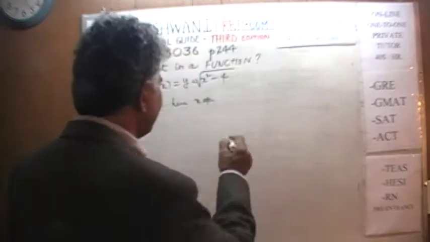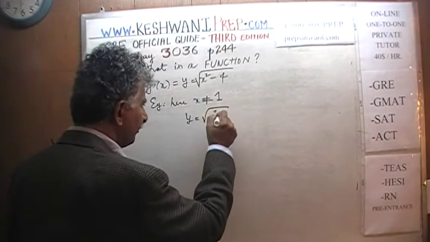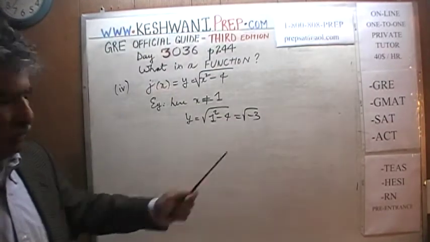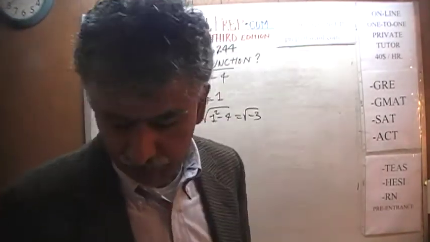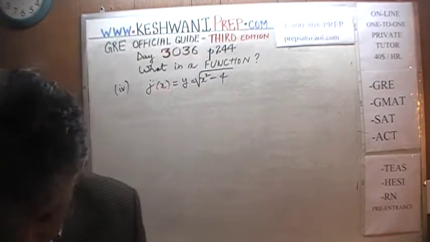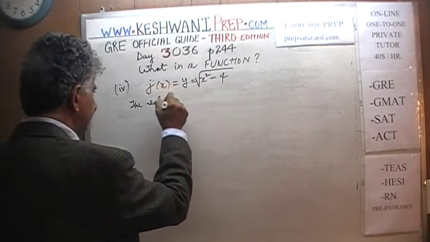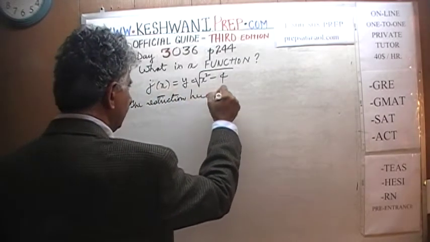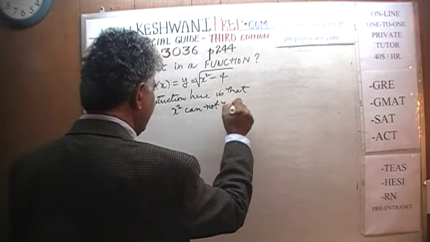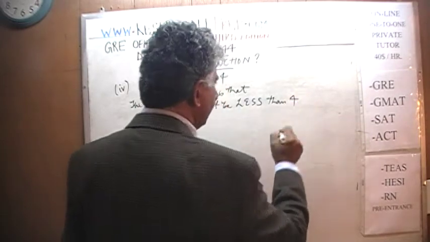For example here, x cannot be 1. What happens when x is 1? y is equal to x squared, which is 1 squared, minus 4, so we end up with the square root of negative 3. And the square root of negative 3 is not a real number. It is an imaginary number. So here there are restrictions. What restrictions do we have here? The restriction here is that x squared cannot be less than 4. It can be equal to 4.